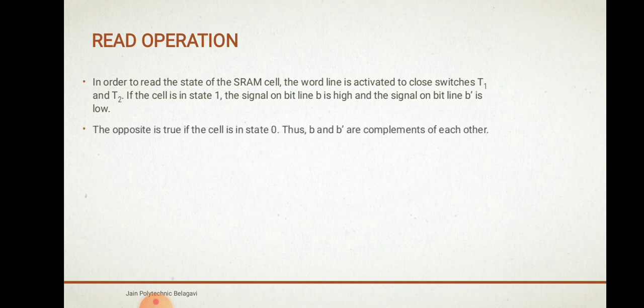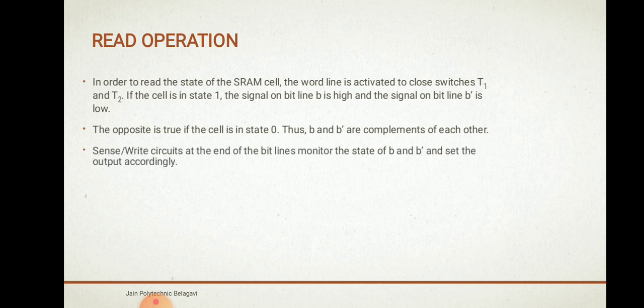The opposite is true, that is, if the cell is in state 0, then the signal of bit line B will be low and the signal of bit line B dash will be high, that is, B and B dash are complements of each other. Now the sense or write circuits at the end of the bit lines will monitor the state of B and B dash. The sense or write circuit will control whether B should be high or B dash should be low, and it will set the output accordingly.